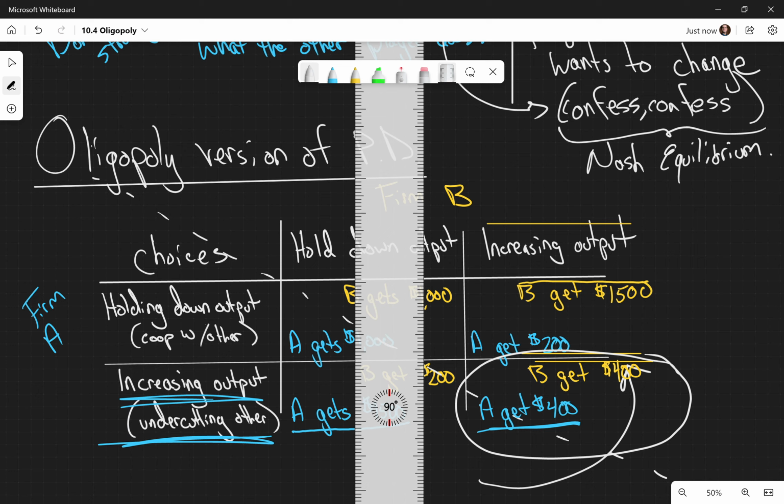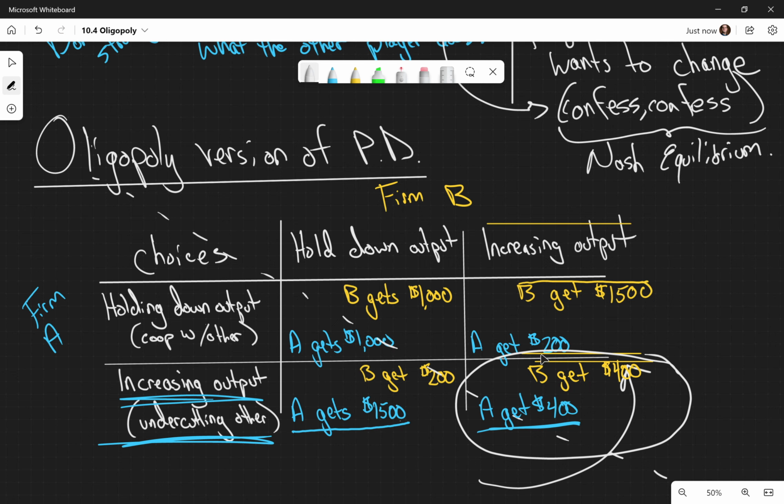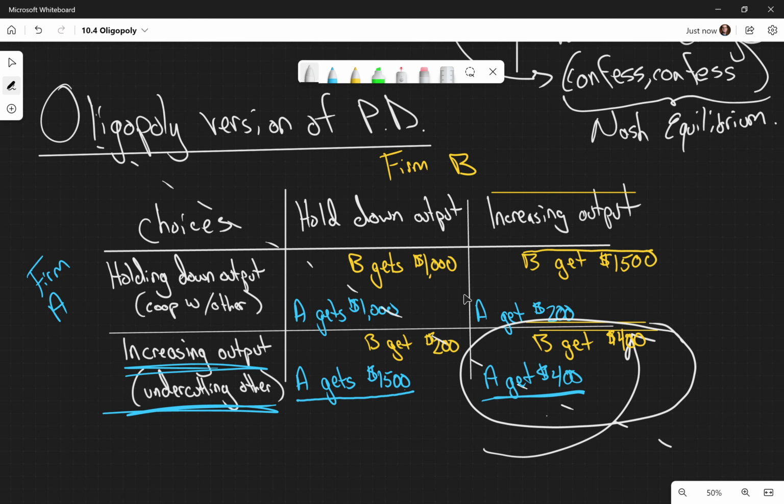But just because the two dominant strategies meet there doesn't mean that it's a Nash equilibrium. A Nash equilibrium exists only if neither firm has an incentive to deviate, right? So we check here. We say, okay, firm A is at this position. Would they want to, instead of getting $400, go back in time, change their mind, hold down the output, and get $200? No, they wouldn't, right? So firm A is at a Nash equilibrium.